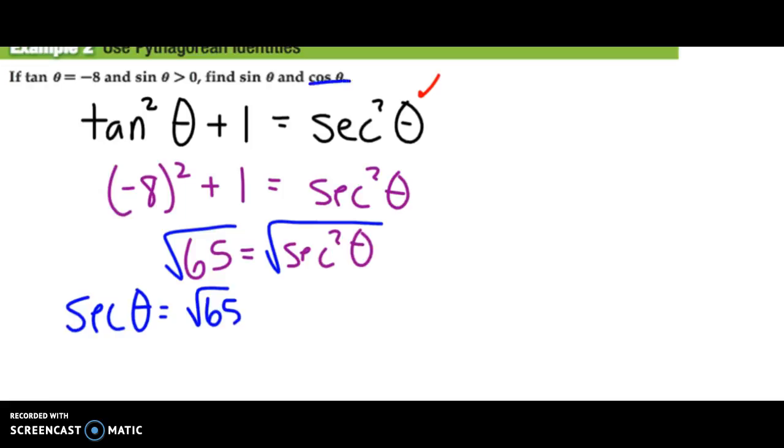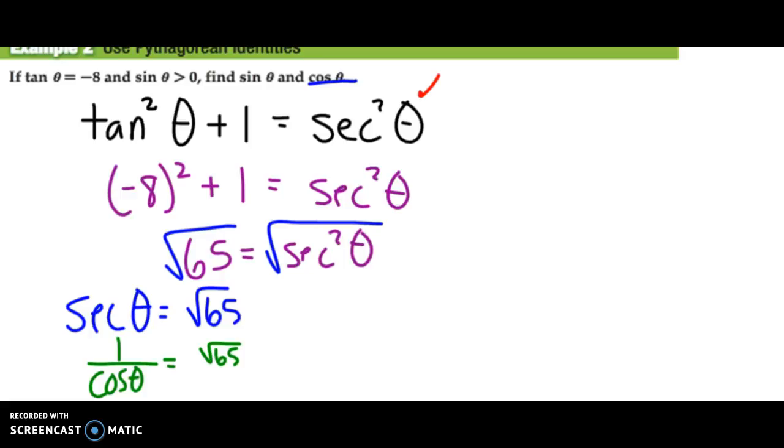Now we're trying to find cosine, so that doesn't help us right now. But we do know that secant is the same as 1 over cosine. Okay? So we can say that 1 over cosine of theta is equal to the square root of 65. Right?